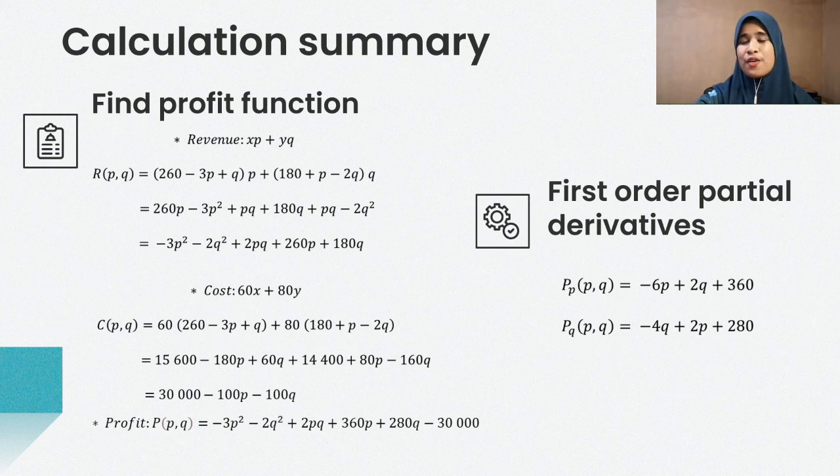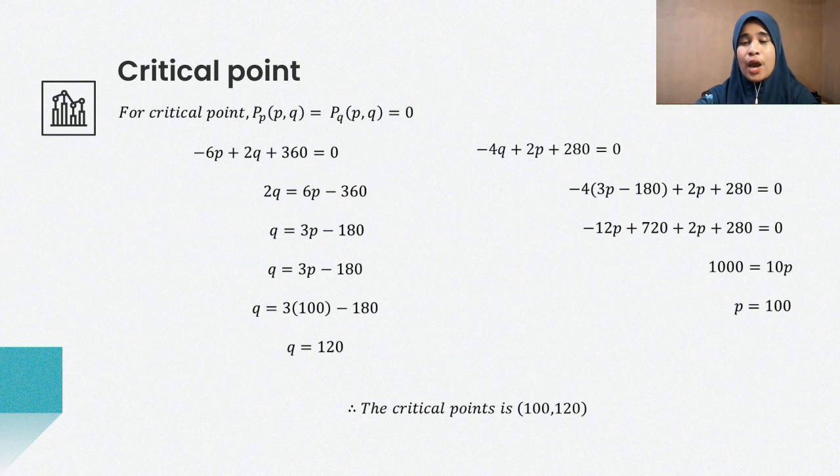Next, we use first order partial derivative because we want to find the critical point after this. We got negative 6p plus 2q plus 360 with respect to p, while negative 4q plus 2p plus 280 with respect to q. For critical point, we use both equation of partial derivative and equal it with 0. And we use substitution method and we got P equals to 100 and Q equals to 120. We can conclude that the critical point is 100 and 120.